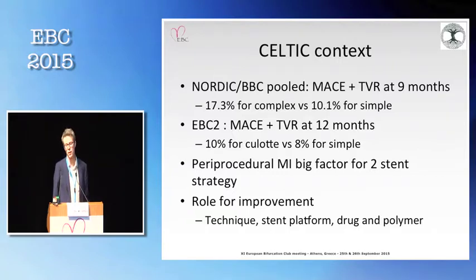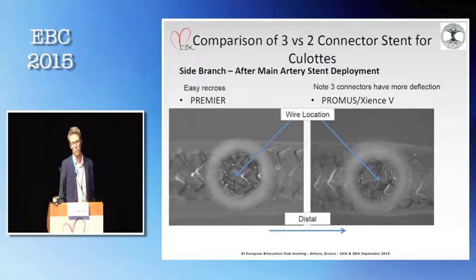However, the peri-procedural MI, as we've mentioned, was a big factor for the two-stent strategy. So I suppose the question is, is there still a role for further improvement? We can certainly see potentially improved technique, better application of final kiss, better sizing. In other words, technique improvements may have accounted for some of the fall from 17 down to 8%, or we could hypothesize so. The other question is, could we see a further stepwise improvement with a better stent platform, stent drug, and indeed polymer? So we feel that there still is a potential hypothesis-generating element to the study.